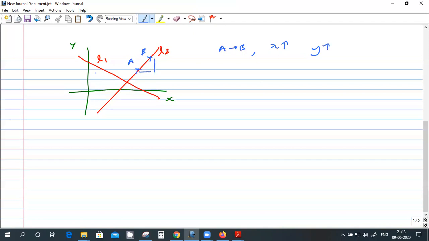Okay. Similarly, if I take 2 points here, say P and Q, from P to Q, x is increasing and y is decreasing. So this is the difference between these two lines, right? In one line, as x increases, y is increasing. And in the other line, as x is increasing, y is decreasing.